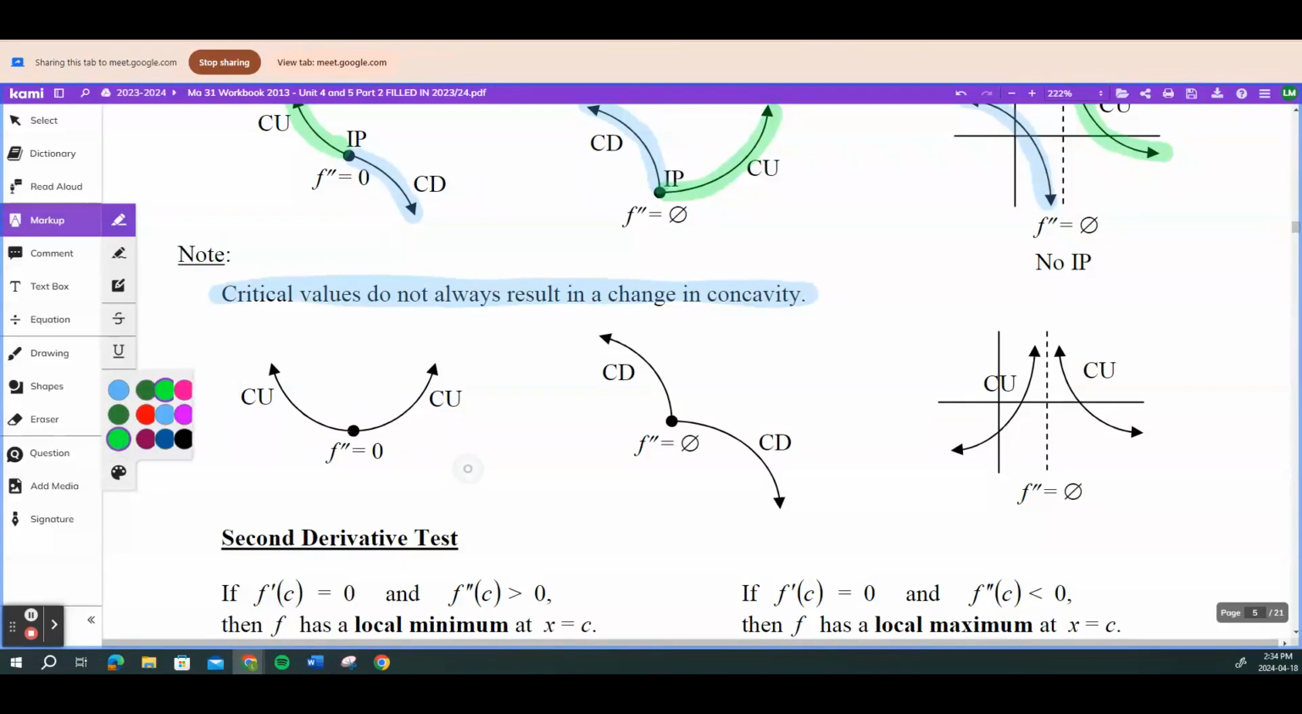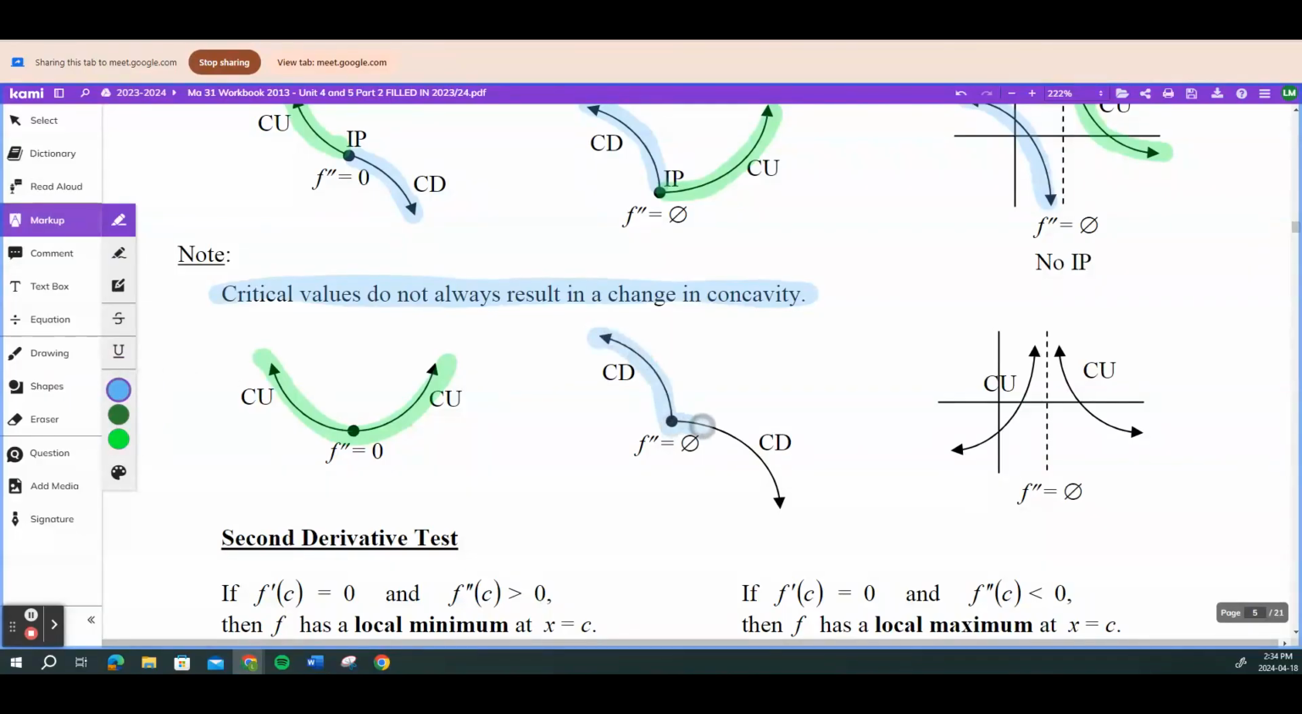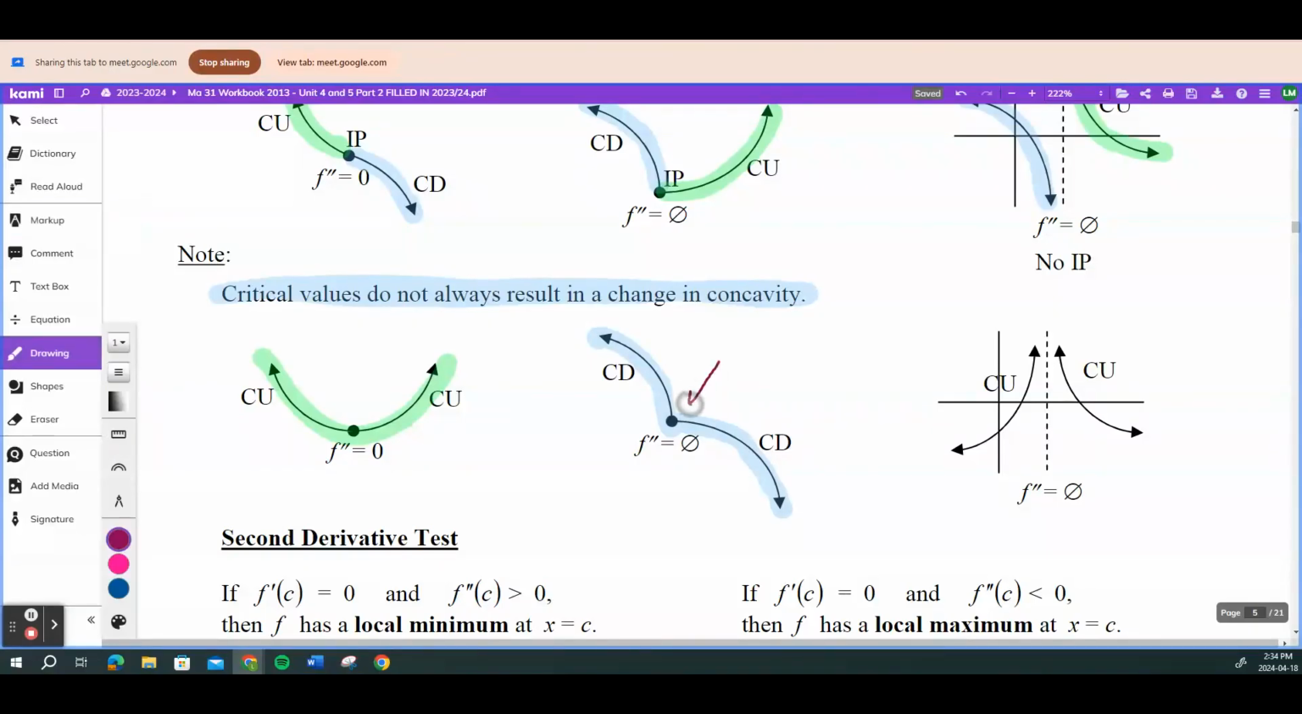So we've got a couple of examples here. We've got concave up happening, and the second derivative at this point here is equal to 0, but there's no change in concavity, so there's no inflection point. Similar story over here. We've got concave down throughout, and then at this point our second derivative doesn't exist because it's a corner or a cusp, whatever you want to call it. But again, no change in concavity, therefore no inflection point.